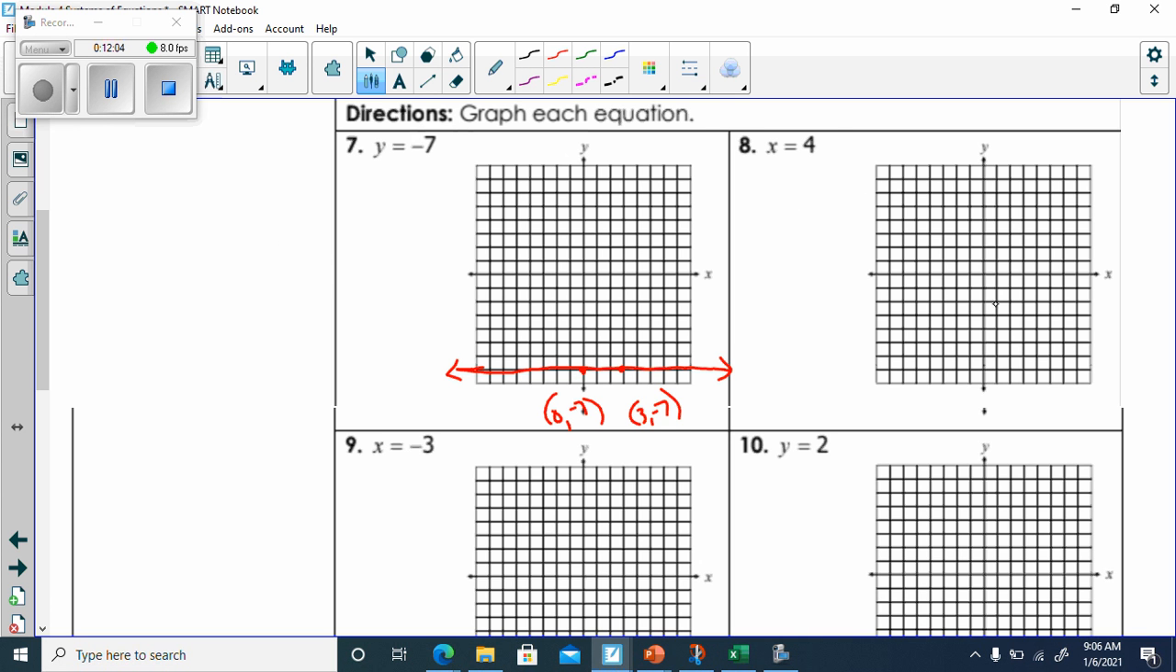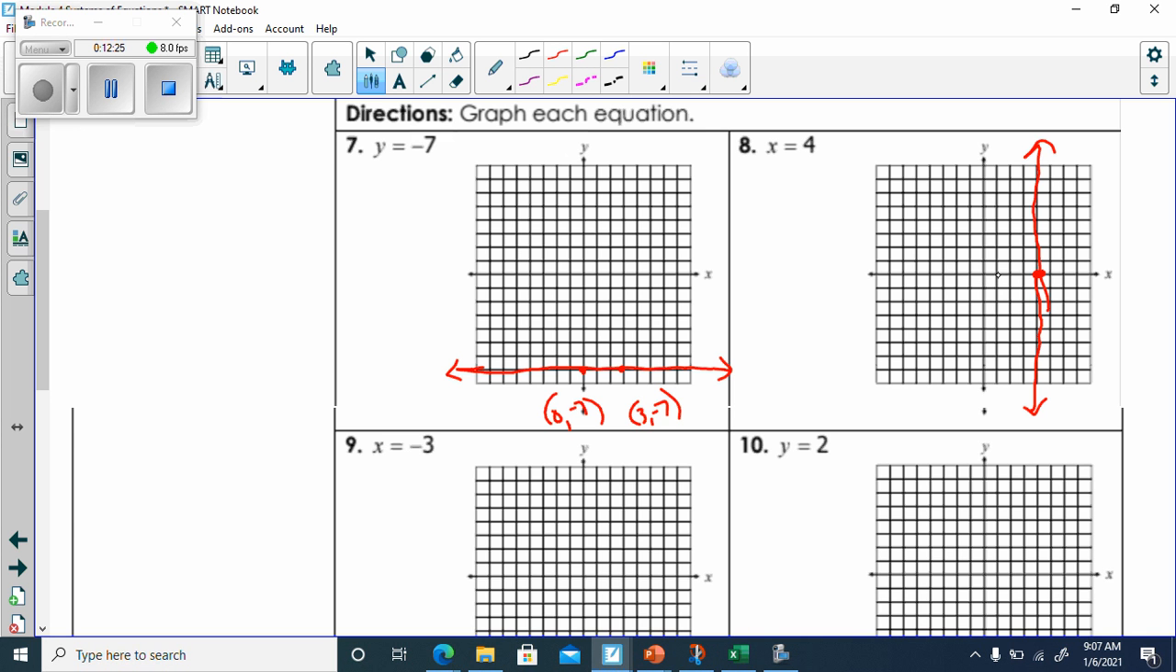Let's try x is equal to 4. 1, 2, 3, 4. Remember, it'll go through the x-axis. So this should be x is equal to 4. How can we check to see if that is indeed the case? Choose a couple of points on here and see if they fit.